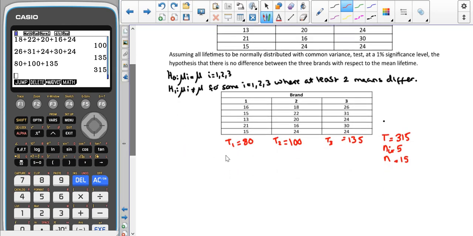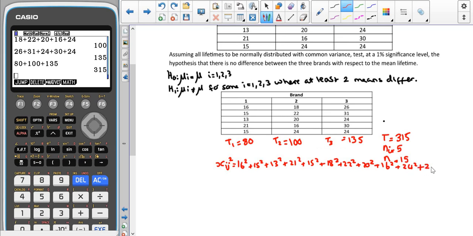The last thing I need to be able to find is my sum of xij's squared, which literally means I'm squaring each of these numbers and adding it together. So I'm going to have 16 squared plus 15 squared plus 13 squared plus 21 squared plus 15 squared plus 18 squared plus 22 squared plus 20 squared plus 16 squared plus 24 squared plus 26 squared plus 31 squared plus 24 squared plus 30 squared plus 24 squared.